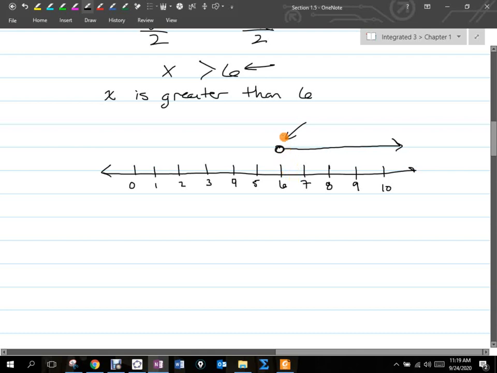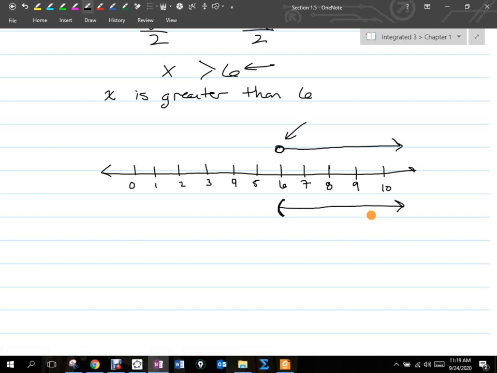Okay. Now, that's using an open dot. Sometimes they'll use a parenthesis. So they'll come down here on 6 and they'll put a parenthesis. And then they'll draw their arrow that way. And the parenthesis kind of opens to the direction that the arrow is being drawn. So this opens to the right because the arrow is being drawn to the right. Does that make sense on what that structure, that graph means to us?